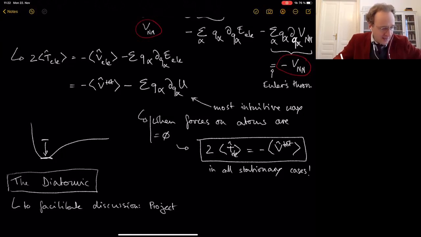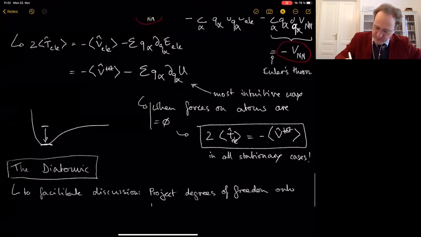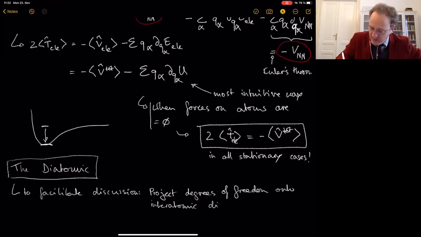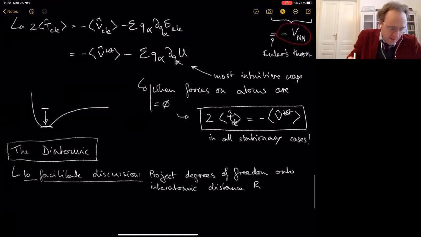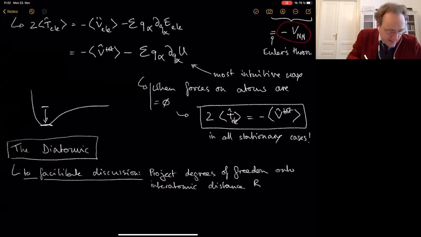So we'd like to project our Q's, right? Our degrees of freedom onto interatomic distance R. Okay, so let's write this. This is fairly straightforward.